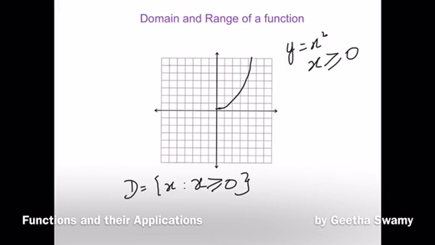Now if you look at the corresponding values of y, you will see that all values of y are only positive, which means that the range of the function can be written as R = {y such that y is always greater than or equal to 0}. So now we have defined the domain and the range of the function.